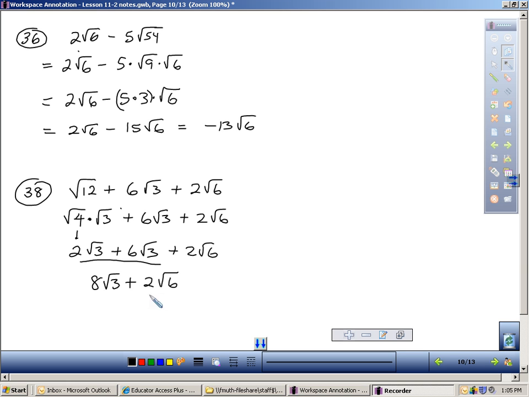Plus I have the extra 2 square root of 6. I can't add these together. I do not have like radicals, and since I can't simplify those radicals anymore, I am done simplifying. There's nothing else I can do.